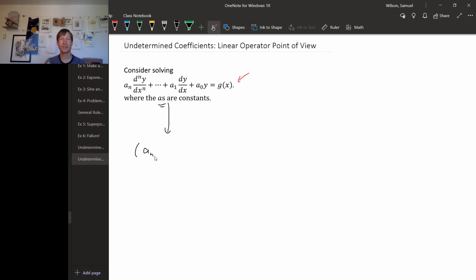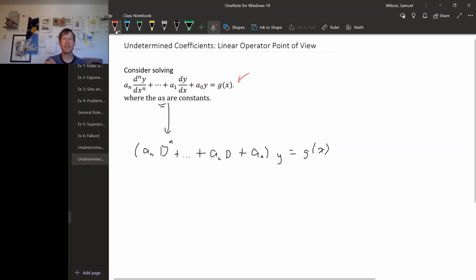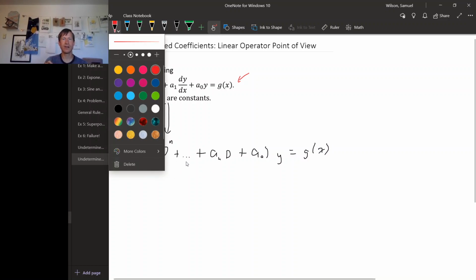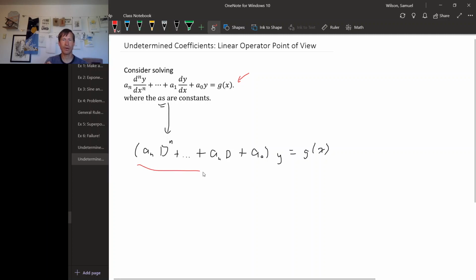So this would be a sub n times the operator D to the n, plus a sub n minus 1 times D to the n minus 1, all the way down to a sub 1 times the operator D, plus the operator a sub 0. This is all applied to y equals g of x. This left-hand side is a linear operator, so let's call this L. So now our equation is the operator L applied to y is g of x.